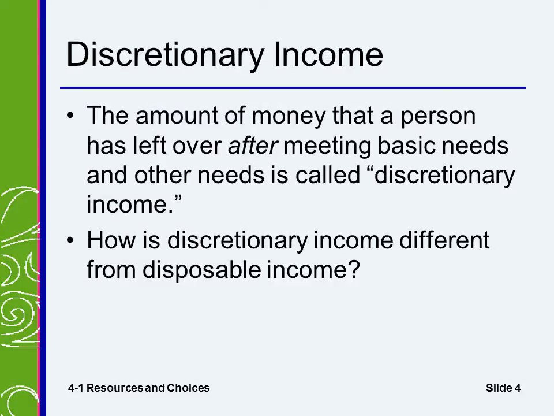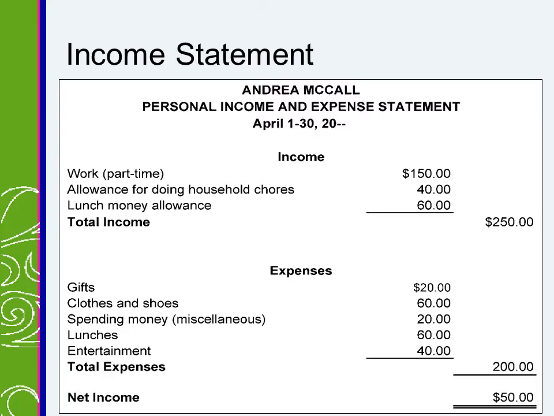The amount of money that a person has left over after meeting basic needs and other needs is called discretionary income. I want you to write down what you think the difference is between discretionary income and disposable income. Write that down.